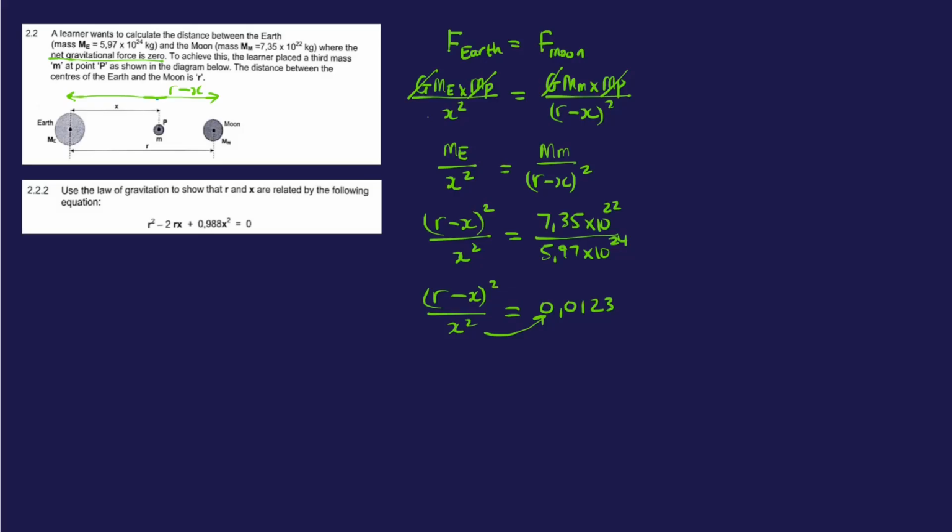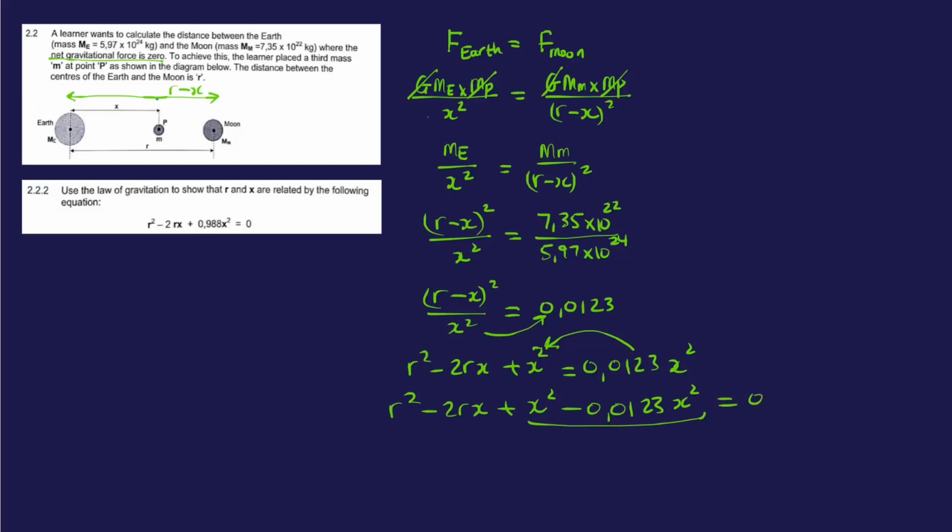Now let's take the x squared over and expand the numerator. That's a binomial, so it'll expand as r squared minus 2rx plus x squared, and that's equal to 0,0123 multiplied by x squared. Now we want it in a form that it's equal to 0, so I will take this over there. I'll get r squared minus 2rx plus x squared minus 0,0123x squared. And now these two are like terms, and so I can simplify.